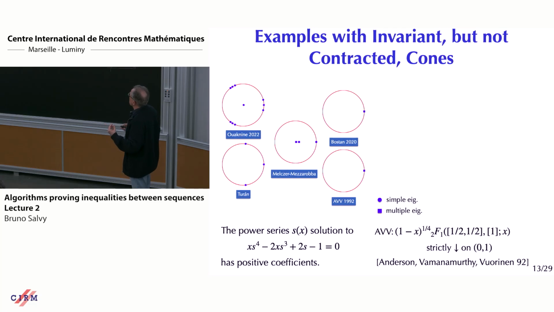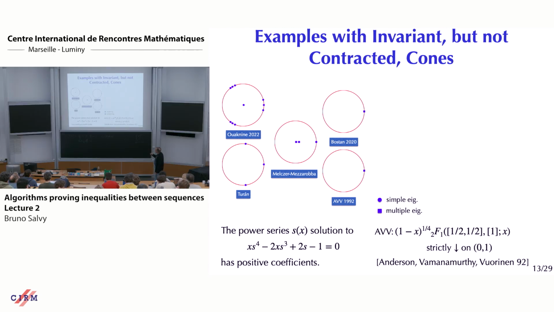There was this other example by Aline, which is a bit nicer. And there's also this example of the same type. So this one is the one by Aline, and this one comes from this paper by Anderson, Vamanamurthy, and Vuorinen, telling you that this function, that's a hypergeometric function. I think we had examples yesterday of hypergeometric functions, maybe in your talk, Flora, well, maybe. We had allusions to hypergeometric functions yesterday. And the theorem is that you multiply it by 1 minus x to the 1/4, and it's strictly decreasing.